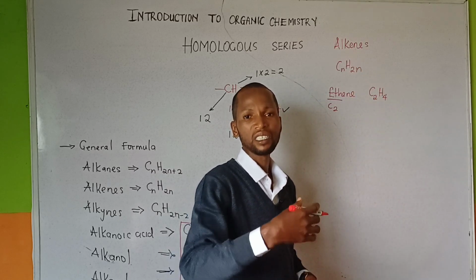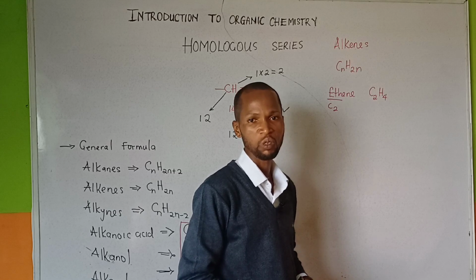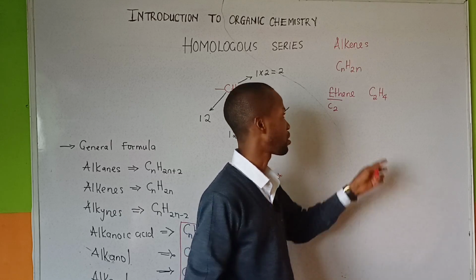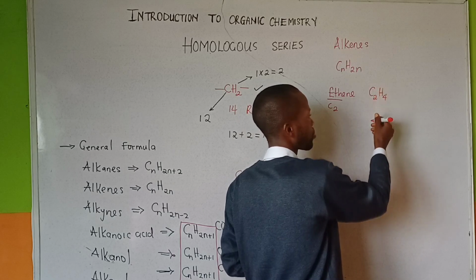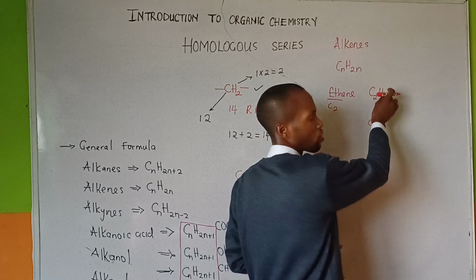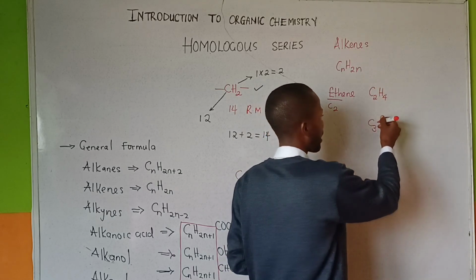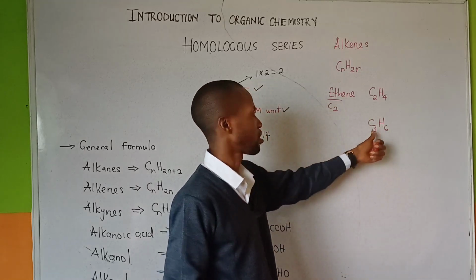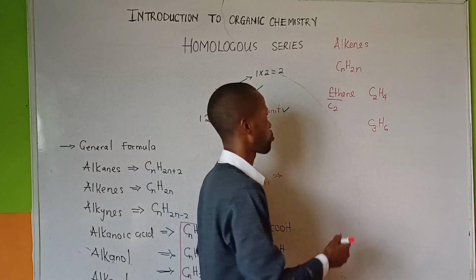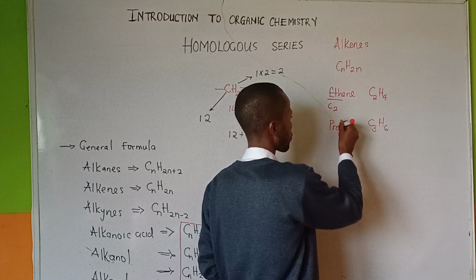The next member, I don't need to go through the general formula anymore. Just add a CH2 group to the previous formula, which is C2H4. So we are going to have 1 carbon added to this, that will be C3, and 2 hydrogens to that, that will be H6. So the next member is what? C3H6, which is the propene.